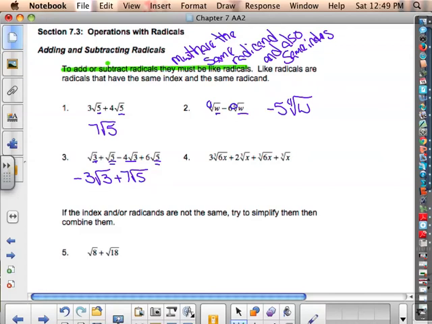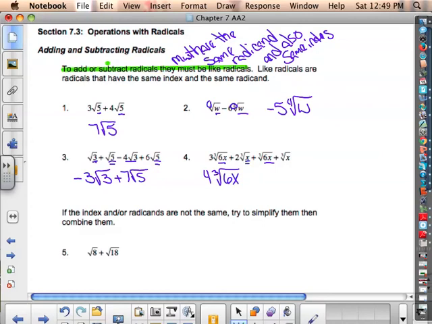Number 4, now we're looking at the third root. So I have to look at the radicands. I have a 6x and a 6x. They have to be the same in order for me to combine these. That would make them like terms. 3 times the third root of 6x plus the third root of 6x is going to give me 4 times the third root of 6x.